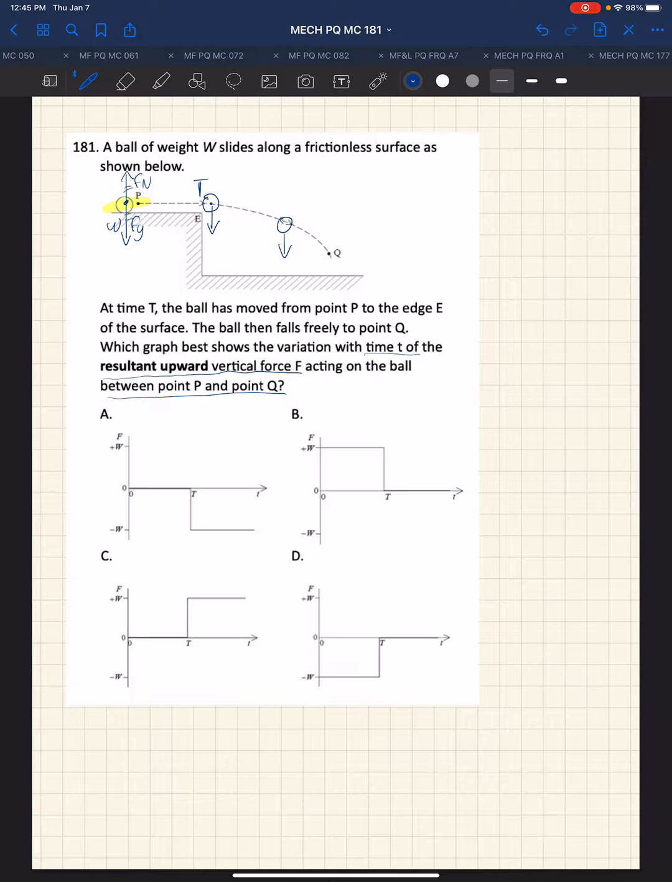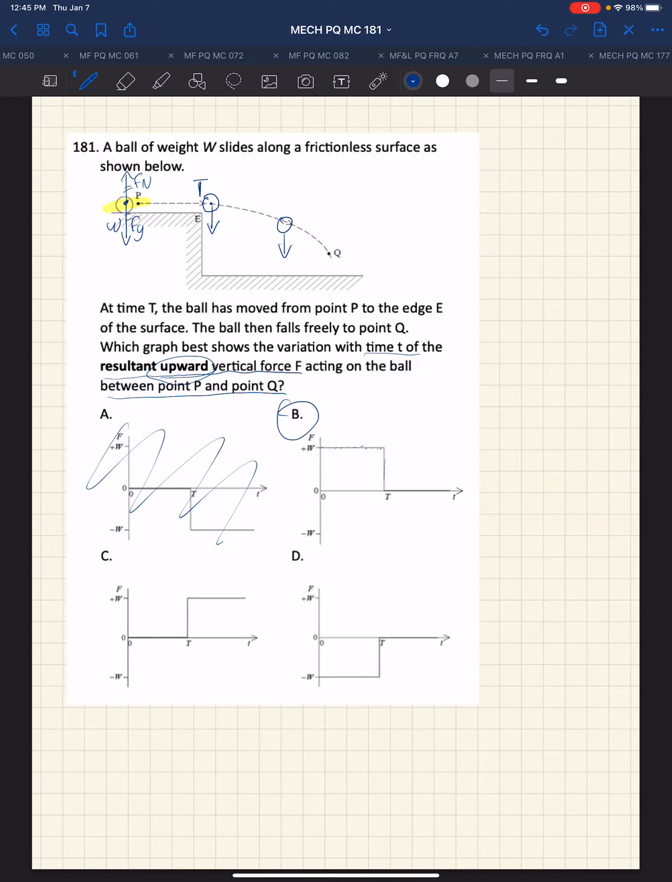So if we look at choice A, this says the upward force is 0, and then the upward force becomes negative, which is kind of resultant upward vertical force between P and Q. So we can understand this here, but it's talking about the upward vertical force. And so the upward force doesn't become negative. The upward force becomes 0. So here we start with it being positive W, and then at T going to 0. So it looks like this is the answer.